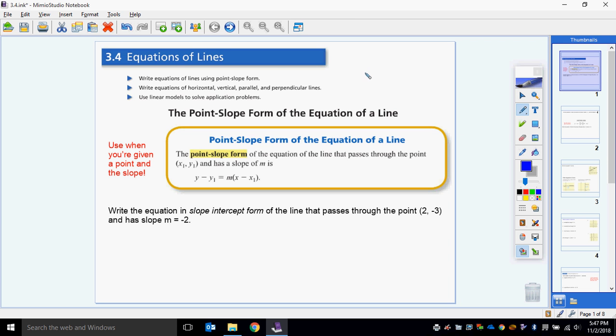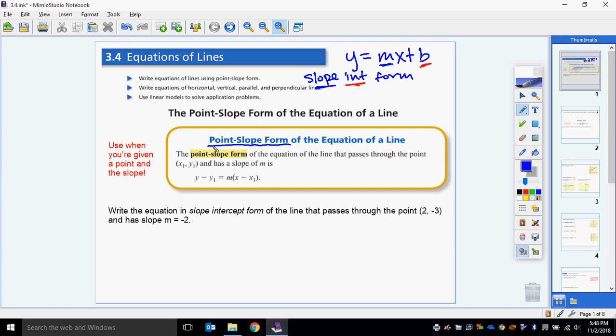This is 3.4, equations of lines. So there is another equation of a line. We've already learned about slope-intercept form, where the name tells us what we're given. Slope-intercept form tells us we're given a slope, that's m, and we're given an intercept, that's the y-intercept of b. Okay, so this new equation that we have is called point-slope form.